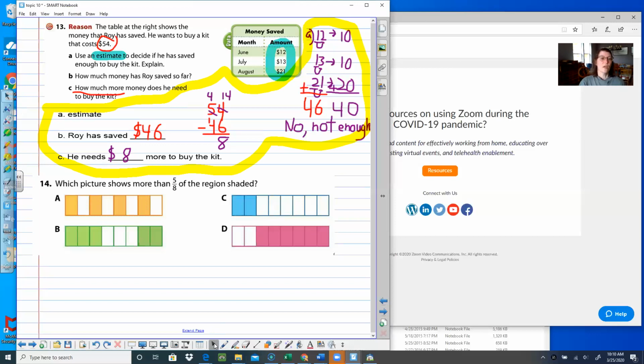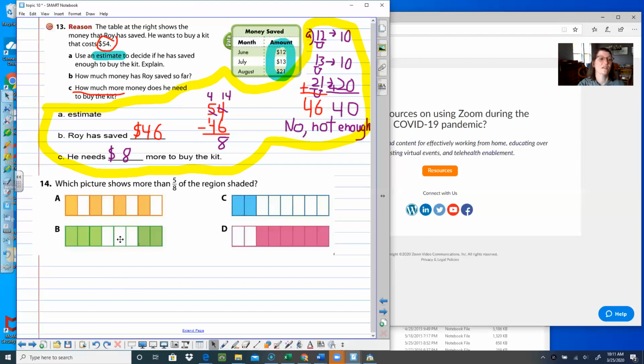Okay, boys and girls. Number 14, which picture shows more than 5/8 of the region shaded? Well, looking at these, they look like they all have the same number of pieces to them. So let's count and see what our denominator needs to be. 1, 2, 3, 4, 5, 6, 7, 8. So our denominator is 8.